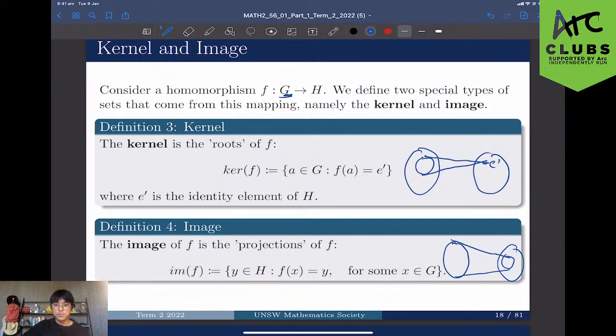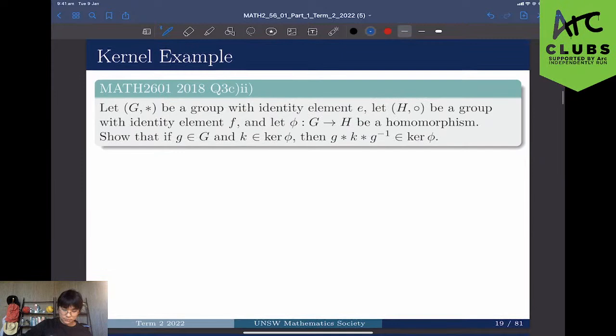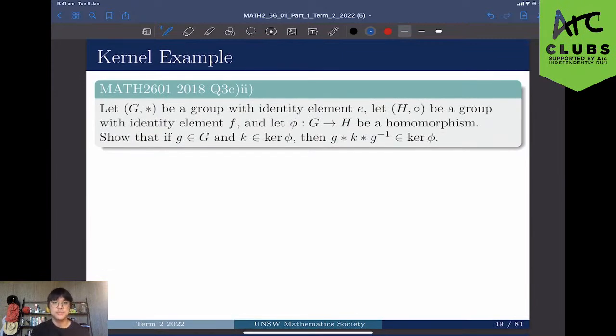So from mapping all possible values of G, that's the total set of what is mapped to in H. So a question. Let G be a group with an identity element E. Let H be a group with identity element F, and let phi be a homomorphism. Show that if g is an element in the group G, and k is in the kernel of the homomorphism, then this thing over here is in the kernel of phi.